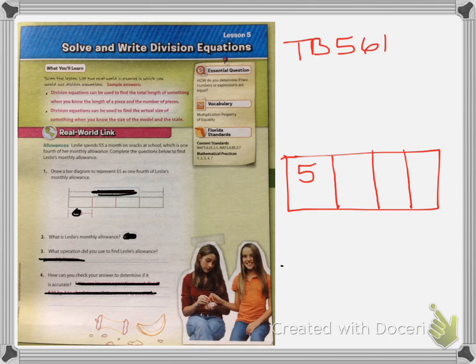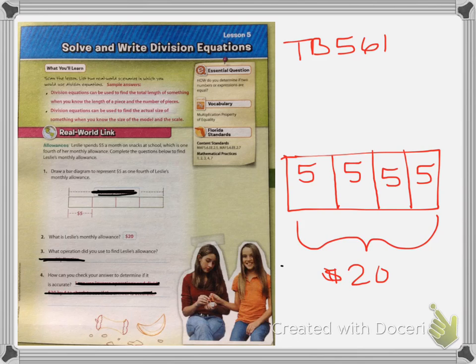Okay. So $5 is 1/4. Perfect. And then it says, what is Leslie's monthly allowance? So if this chunk is worth 5, that means this is 5, this is 5, and this is 5. So Leslie's allowance is going to be $20. So let's go ahead and erase that there. And we've got $5 here, and we've got the monthly allowance. So let's go ahead and label that.